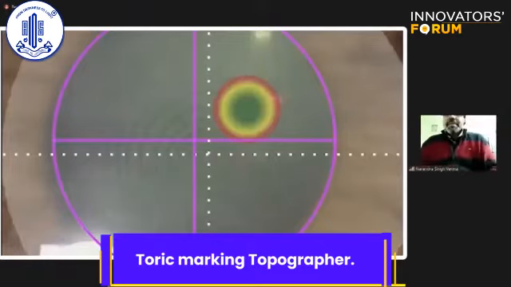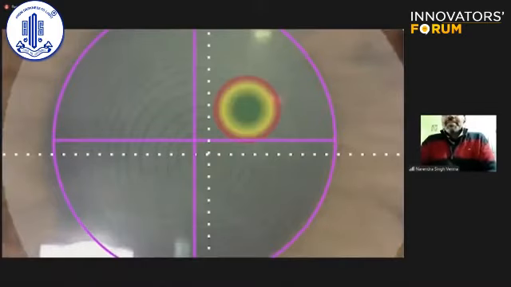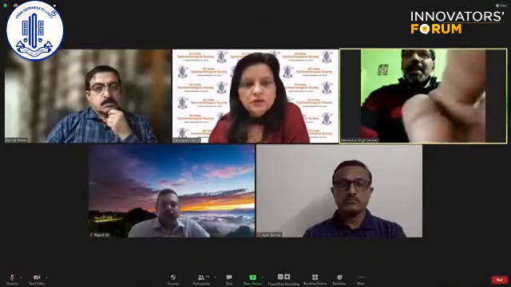Thank you. This is a dynamic topographer. This is the first dynamic topographer. If you give me some time, I can explain. It can provide 3D modeling of the cornea, and it can decrease the error of the keratometry because it takes the picture from 2 centimeters.